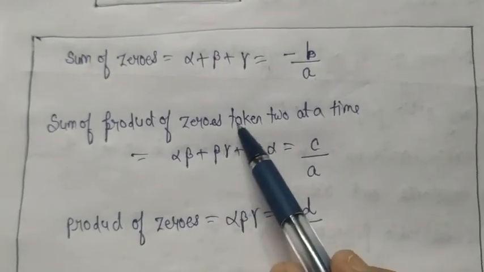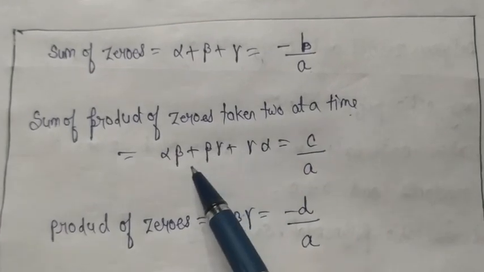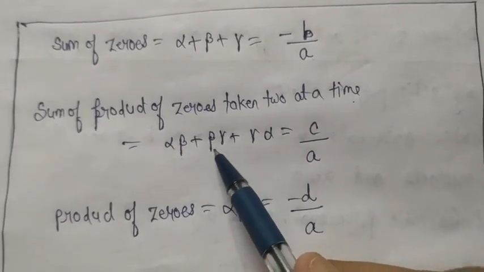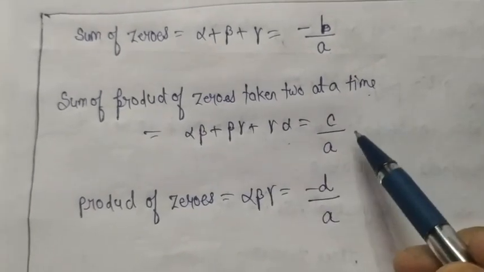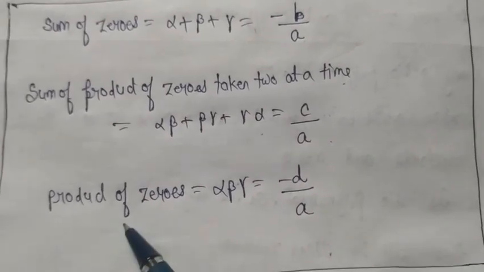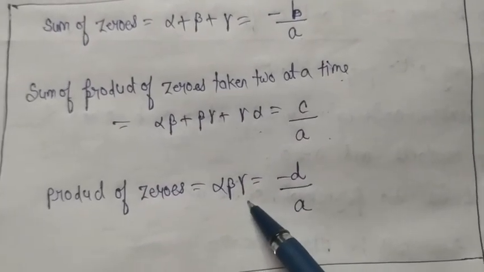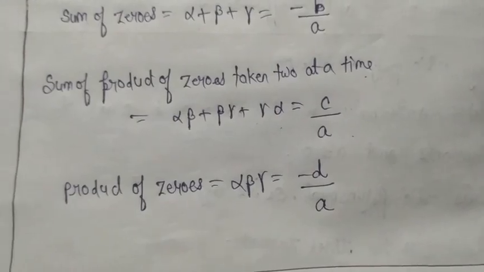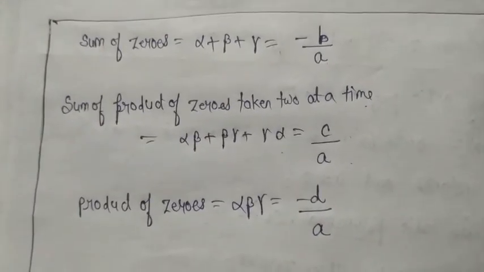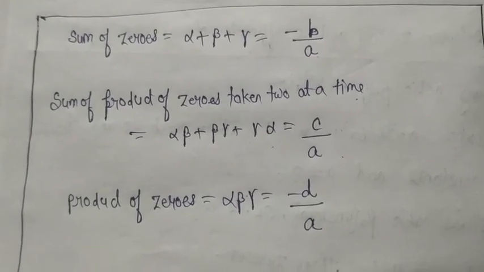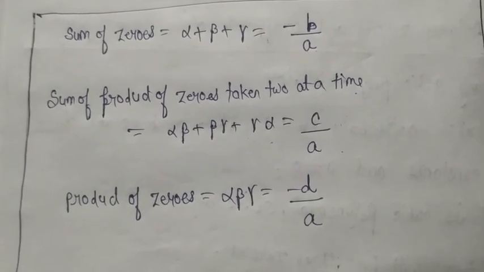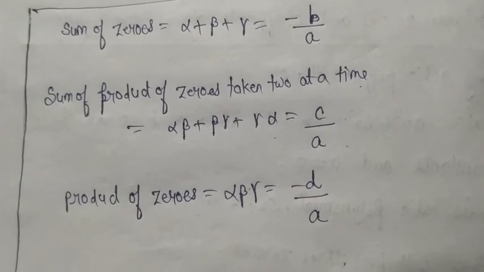The sum of the product of zeros taken two at a time, that can be represented as alpha beta plus beta gamma plus gamma alpha, is equal to c by a, and the product of zeros alpha beta gamma is equal to minus d by a. Okay, so students, please memorize these formulas because they will help you solve the questions. This is the formula of a cubic polynomial.